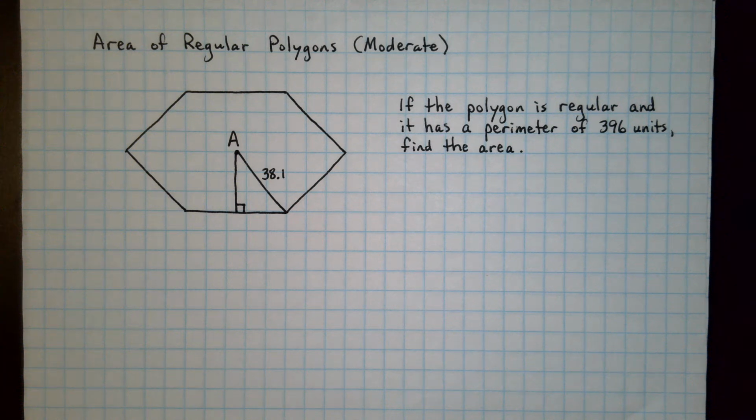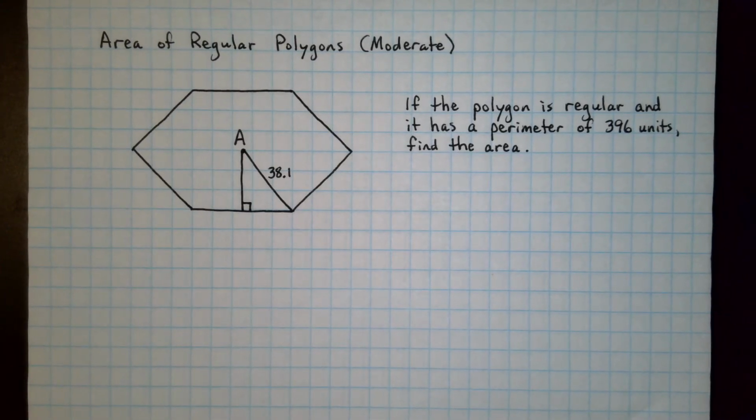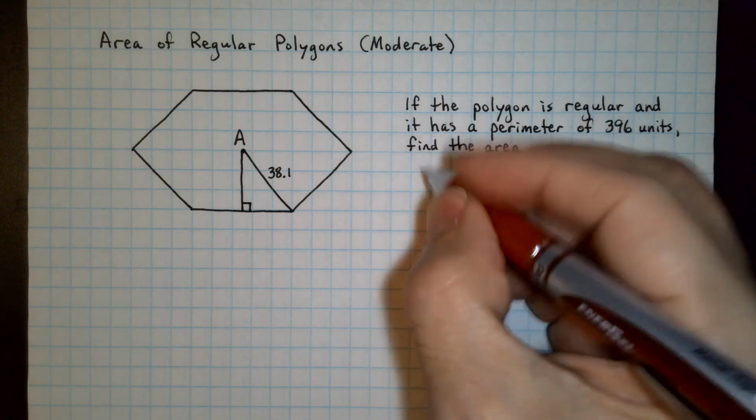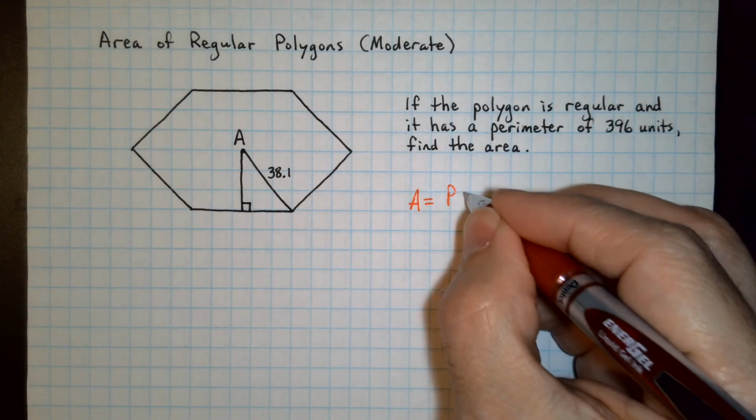Welcome back. We're going to find the area of a regular polygon, and it's going to be a moderate level example. If the polygon here is regular and it has a perimeter of 396 units, find the area. Well, if we know the perimeter, that's good, because the formula for area of a regular polygon is perimeter times apothem divided by 2.